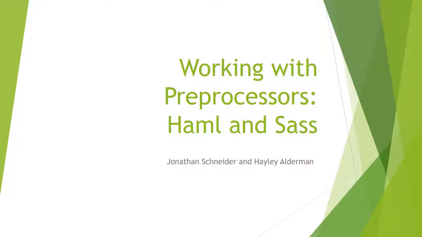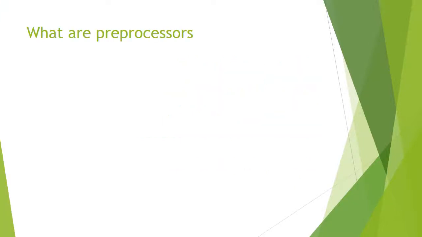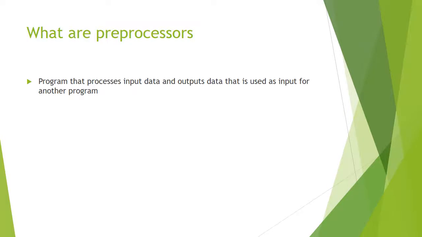Our presentation today is going to discuss preprocessors, specifically two types, HAML and SASS. What are preprocessors? Essentially, a preprocessor is a program that processes input data and outputs data that is used as an input for another program.